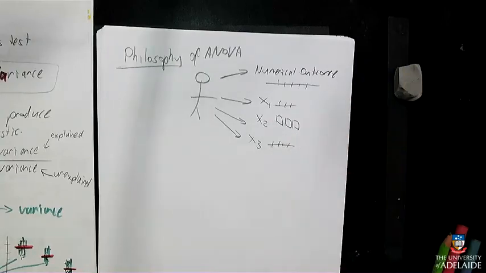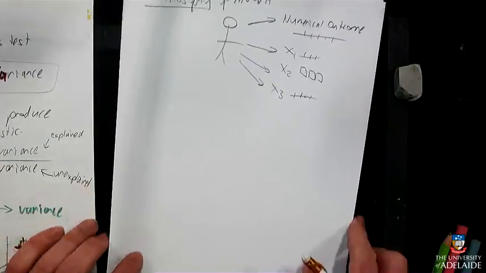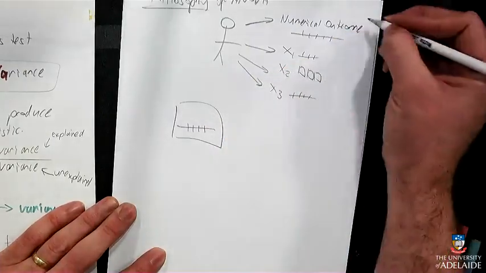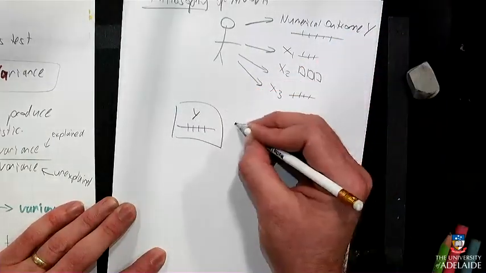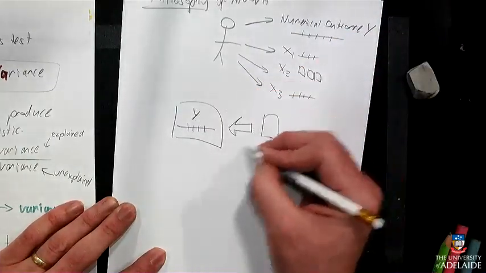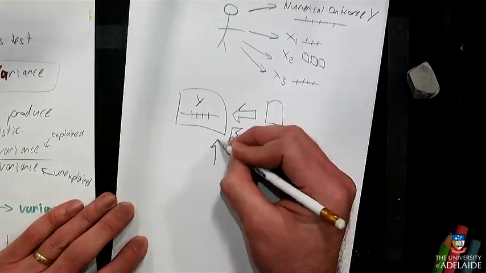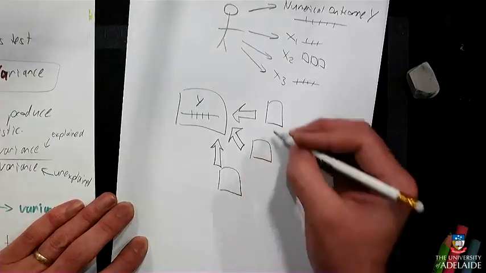And our question when we're asking ANOVA is, when you have this numerical outcome, which I shall call Y, can you get a good estimate for what it should be that isn't too far from what it really is?